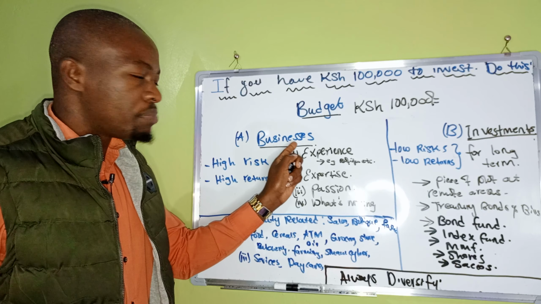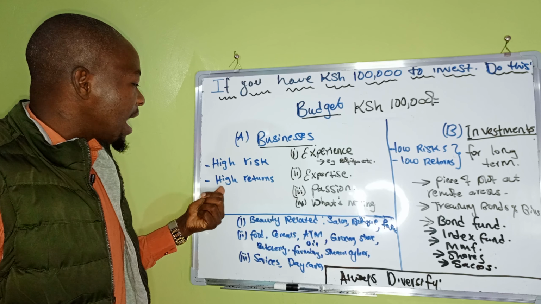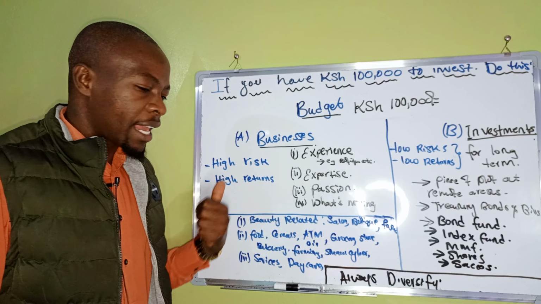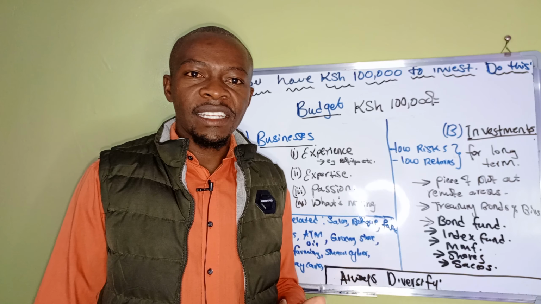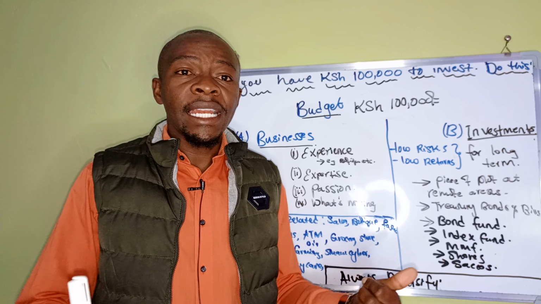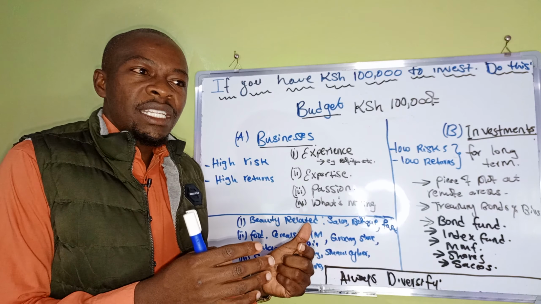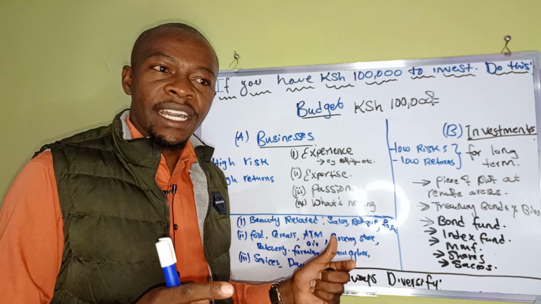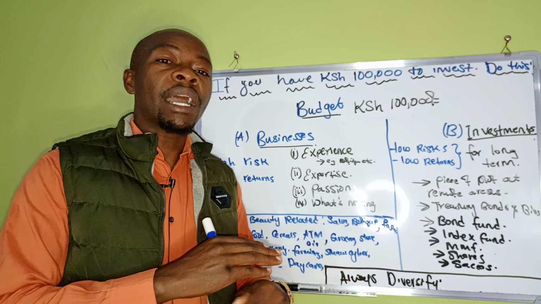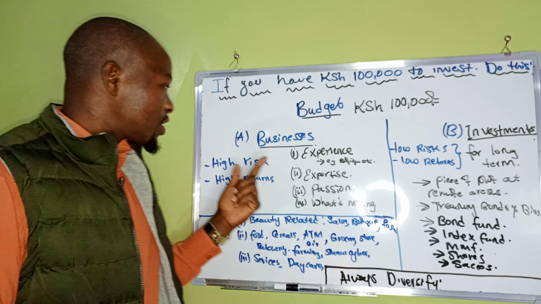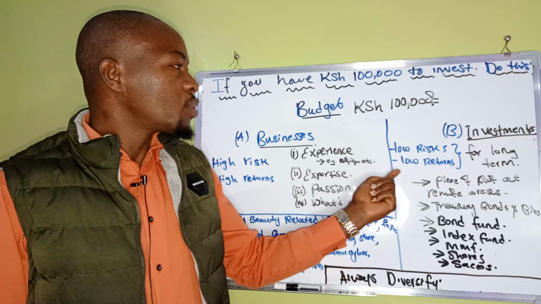Now, when you talk about businesses, you're talking about things that have high risks and high returns. What do I mean? For example, if you take your 100,000 and invest in something like selling mutumba, or start a business selling something like vegetables and what have you. One thing is that business is very susceptible. It has very high risk, okay? It can actually go down the drain. And at the same time, if it picks up, then you can make a lot of money out of that. So that's why we say they have high risk and they usually have high returns.